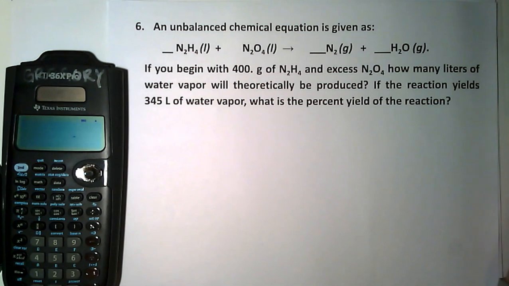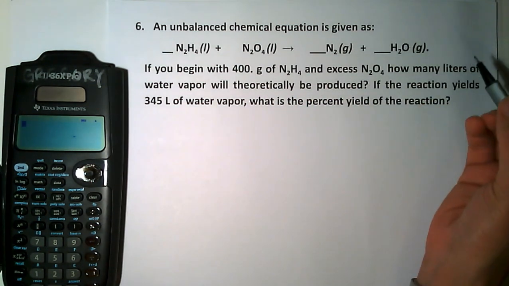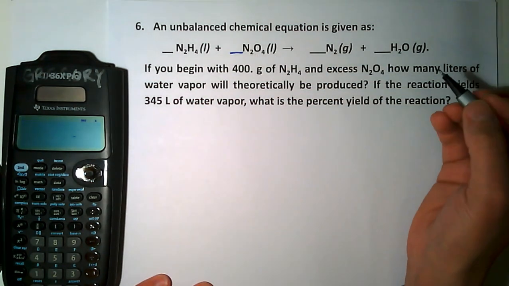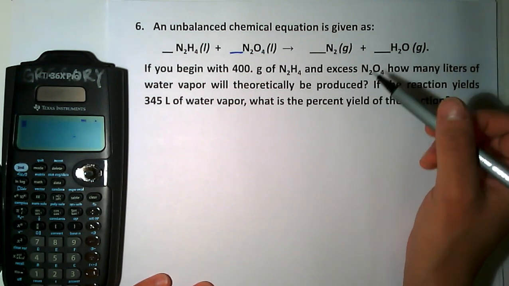This last problem goes ahead and gives us the chemical equation written out, and all we have to do is balance the chemical equation. And there's no line here, so I'm going to put a line there to remind us that we need to balance everything. So let's look at this equation and go ahead and get it balanced.